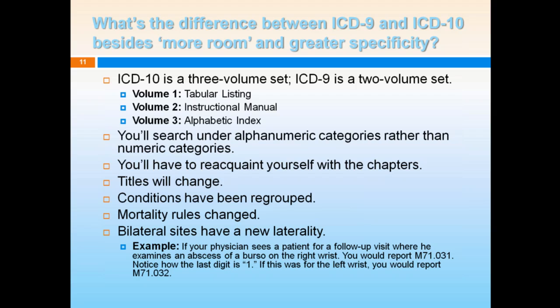For bilateral sites, and I actually think this one is kind of cool, you'll find a final character in the codes in ICD-10 which specifies one side or both sides. For instance, right side is always 1. Left side is always character 2. Bilateral is always 3. For instance, if your physician sees a patient for a follow-up visit where he examines an abscess of a bursa on the right wrist, you would report M71.031. Notice how that last digit is a 1? If this was for the left wrist, you would have reported M71.032. And notice how that last digit is a 2.